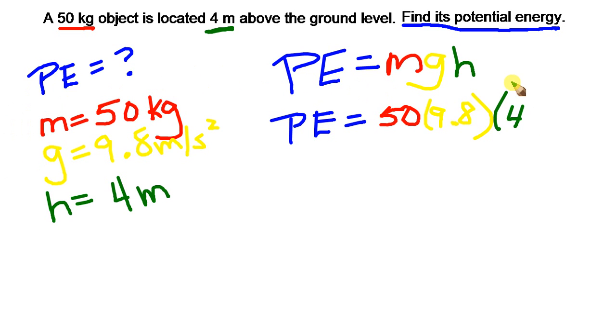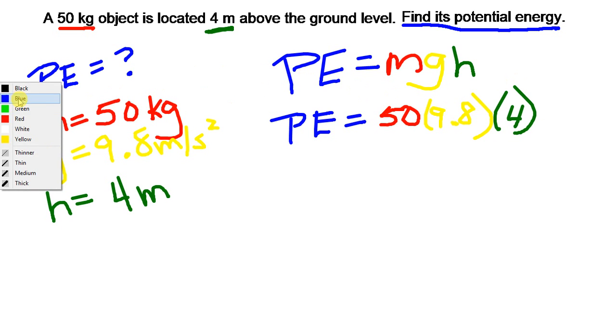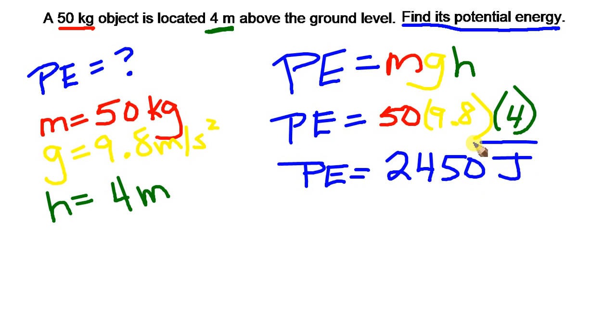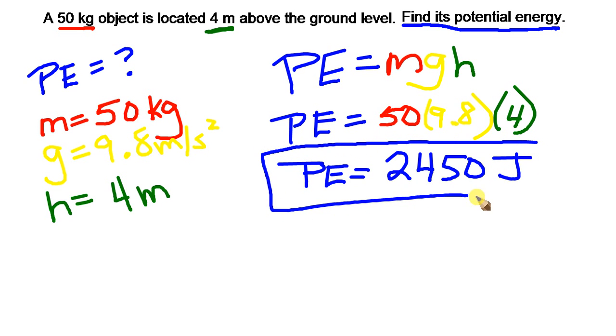So I'm going to very simply type these three numbers into my calculator. 50 times 9.8 times 4. And I'm going to find out that my potential energy of this object is 2,450. But I am not done. I need to add units. Remember that potential energy has a capital J for joules.